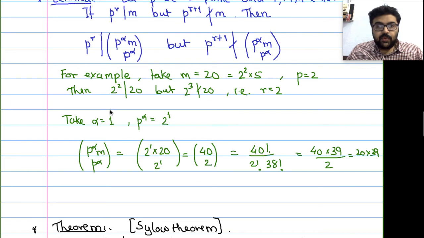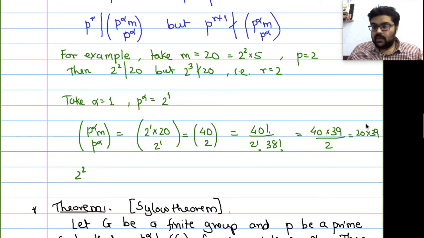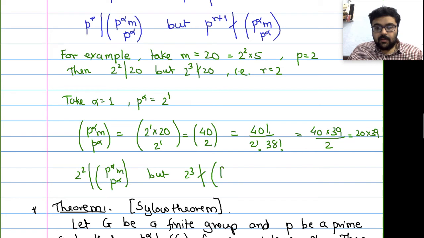So what are the powers of 2 dividing this? 20 into 39. 2 square divides 20, so 2 square will divide p power alpha m choose p power alpha, but 2 cube does not divide p power alpha m choose p power alpha, which is nothing but 40 choose 2. Or let us write it like this: 2 into 20, choose 2.